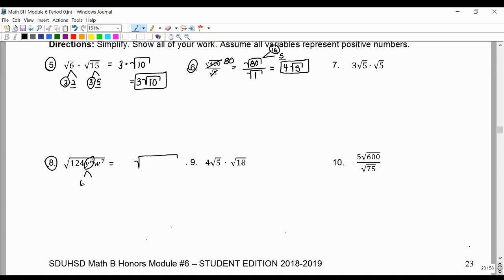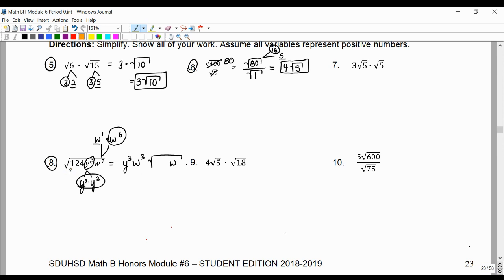So y to the 6th is y cubed times y cubed. So out comes one of these. I'm going to have to resize this a bit. For w, we're going to do w to the 1st times w to the 6th. And this comes out, just like what we did with the y, and the w stays inside.